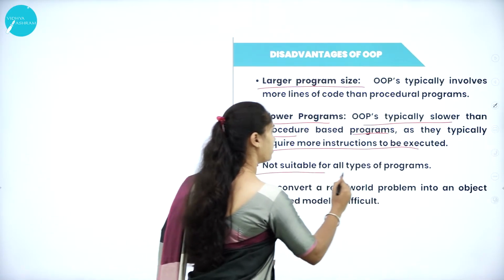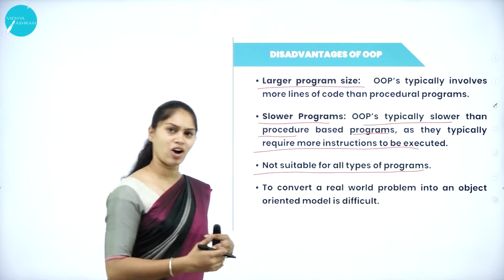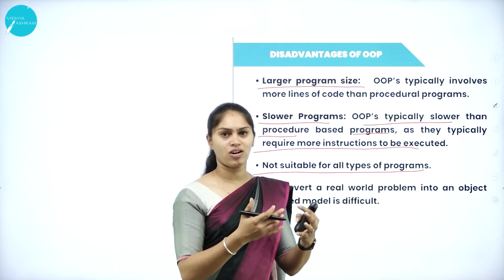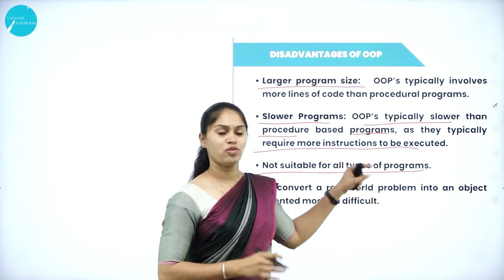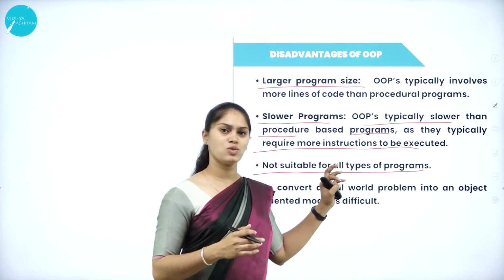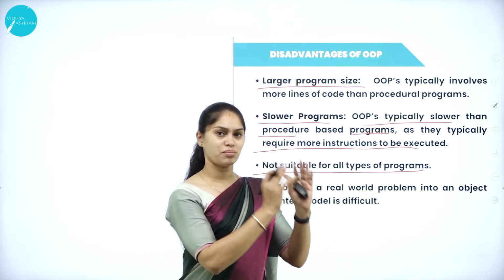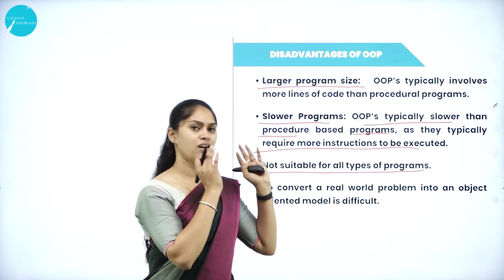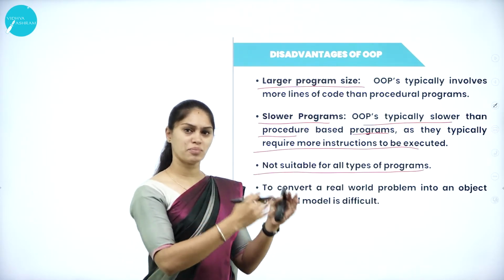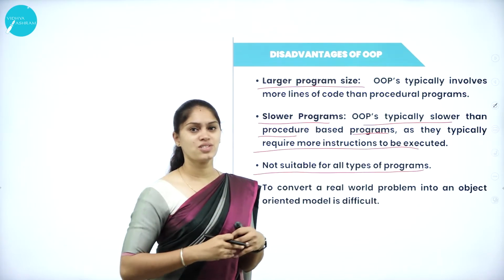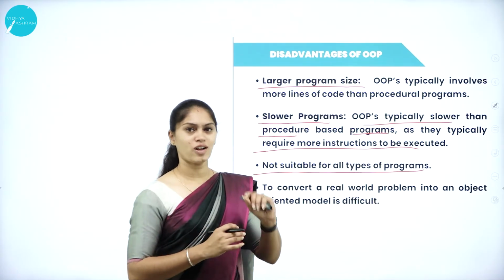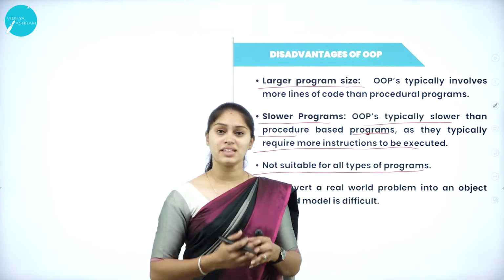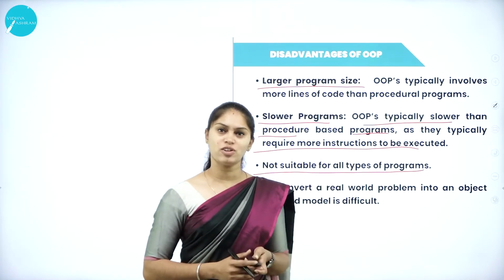Next, not suitable for all types of programs. We cannot use object-oriented programming to solve all kinds of problems, or use all these concepts of OOPs to perform all kinds of programs. Somehow it is restricted to solving some types of problems. So based on our problem, we must be wise enough to choose the type of methodology we want to use. The user or developer has to be wise enough to choose the methodology to solve those kinds of problems.